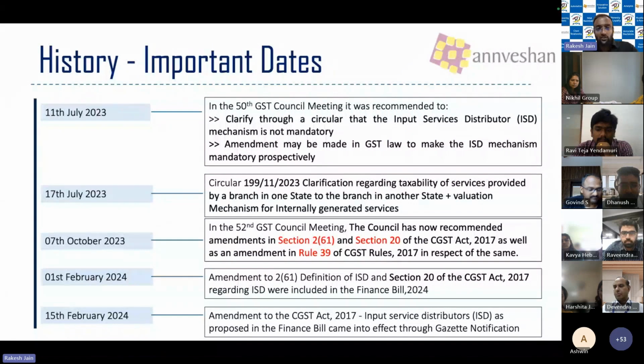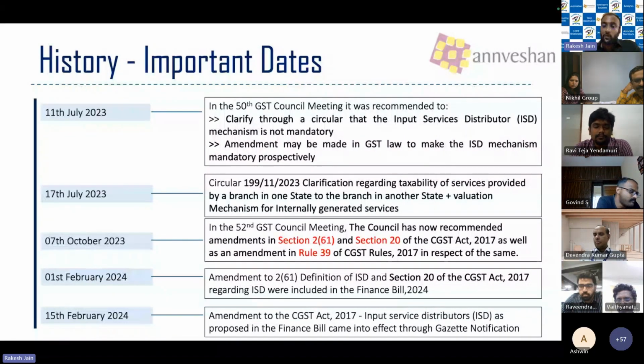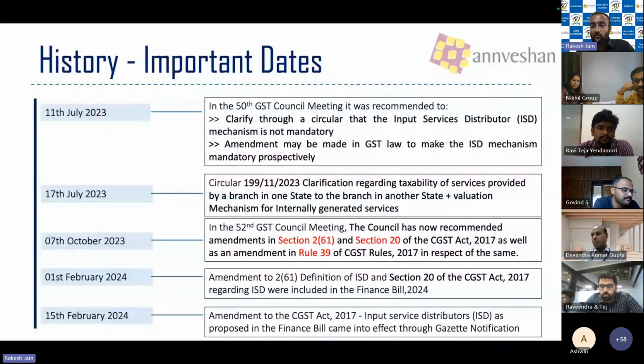Then subsequently on 17 July, Circular 199/11/2023 came, which settled a lot of rumors and gave clarification regarding the taxability of services provided by one branch to another branch, right? Plus, it also shed light on the valuation mechanism for internally generated services, right? So that's where it becomes a very important circular, which I want everyone to mark. Circular 199, right? It gave a valuation mechanism, and second, it gave the taxability of services when it is between two branches.